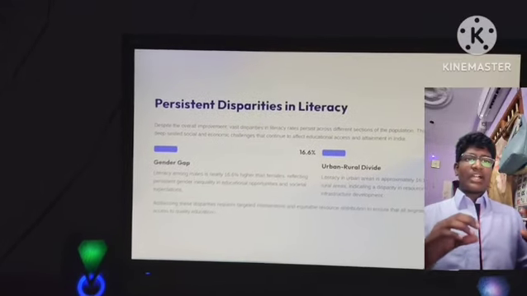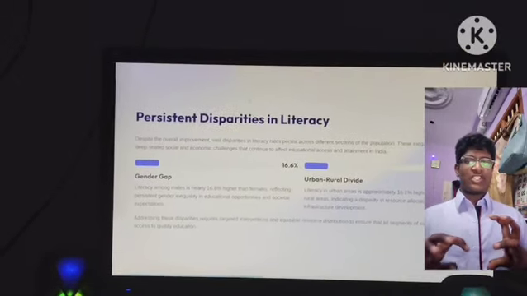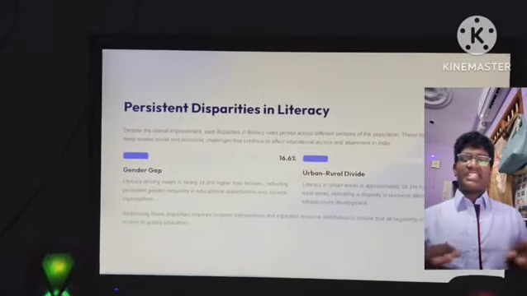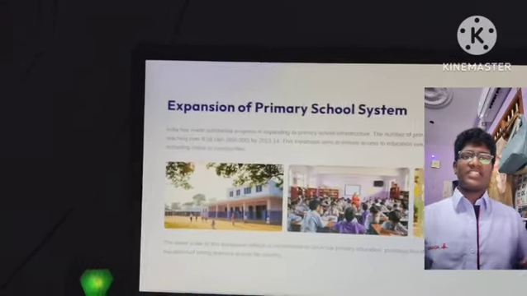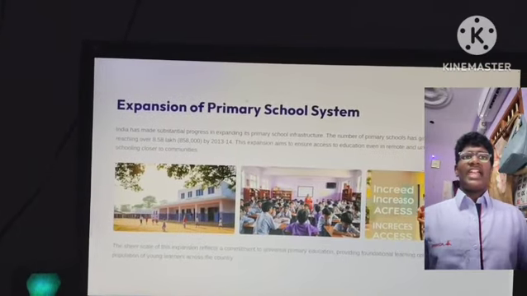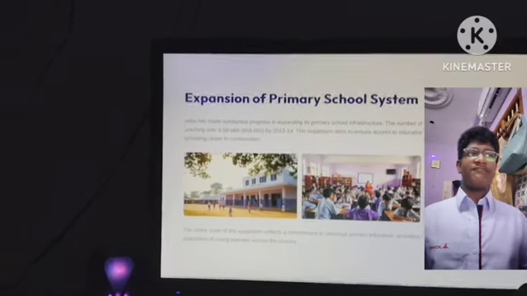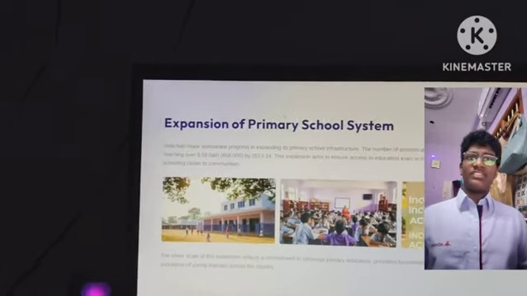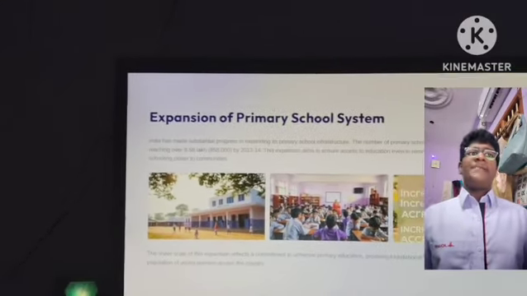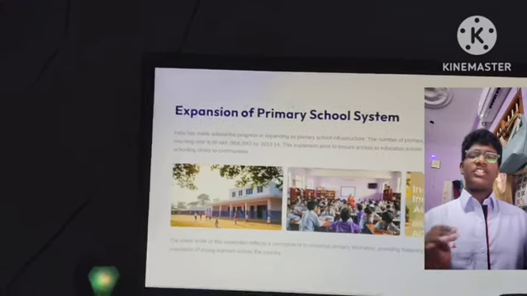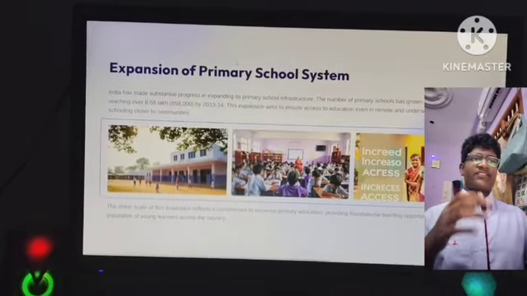Urban-rural divide. Literacy in urban areas is approximately 16.1% higher compared to rural areas, indicating a disparity in allocation and infrastructure development. India has made substantial progress in expanding its primary school infrastructure. You can see that many of the rural areas now are following the primary school system. The number of primary schools has grown significantly, reaching over 8,58,000 by 2013-14. This aims to ensure all children get education in underserved areas, bringing schools closer to their communities.